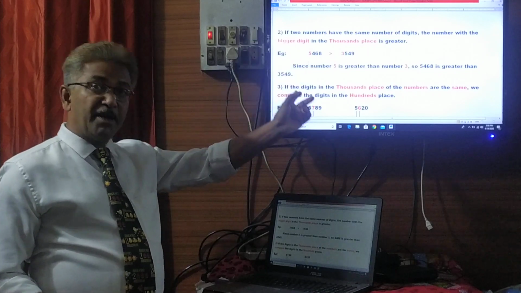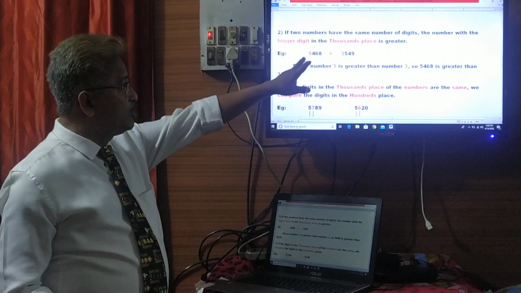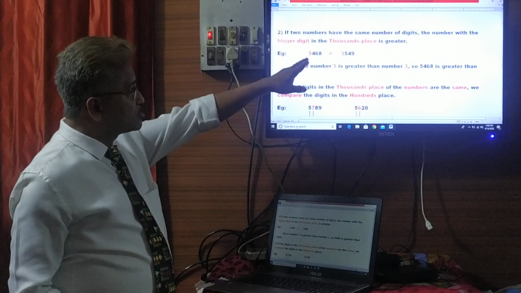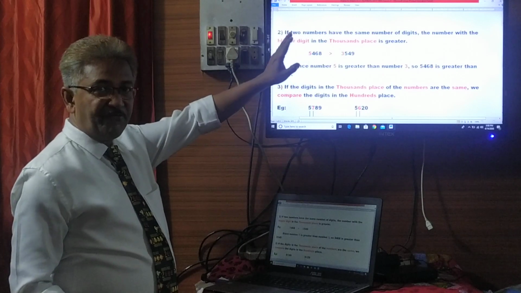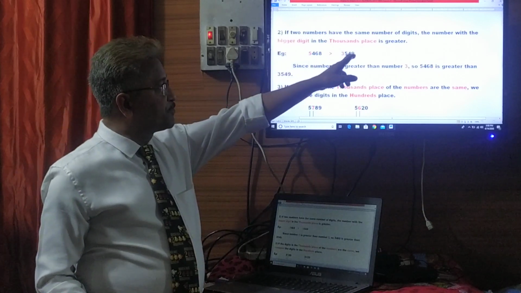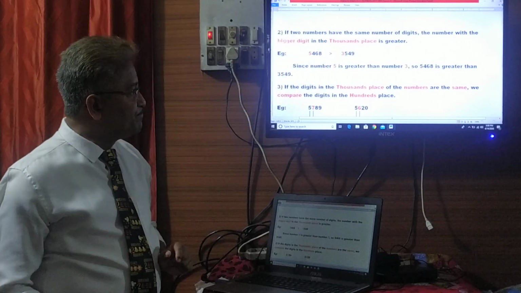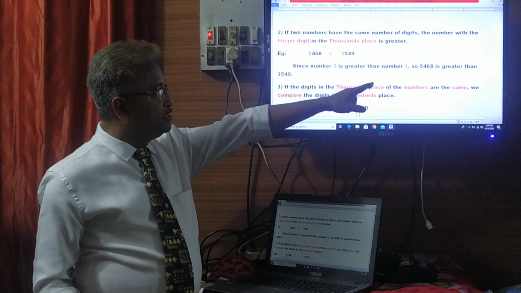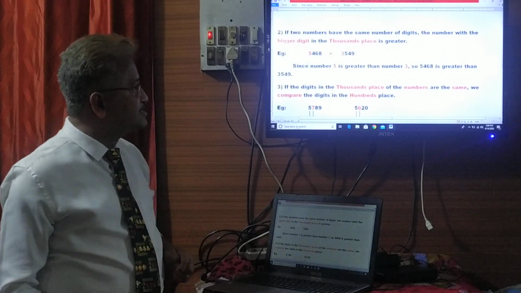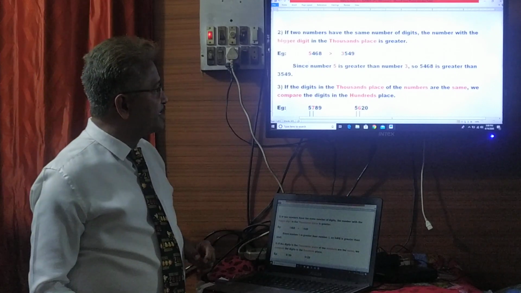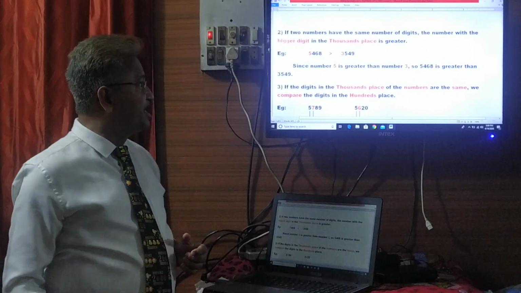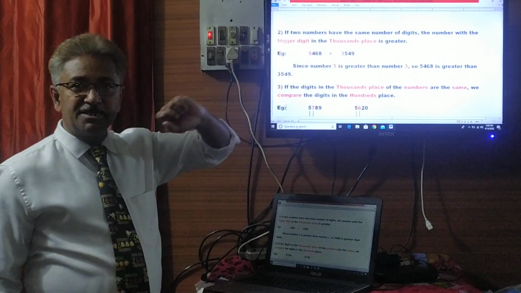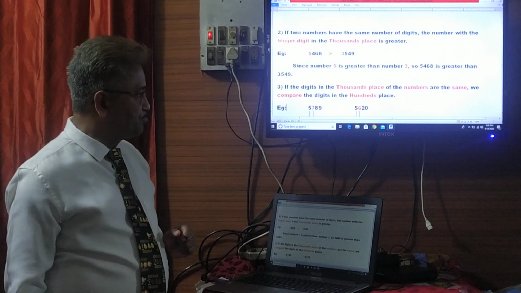Now when we are comparing which is greater, we look at the digit in the thousands place. In the thousands place of the first number, we have 5. In the thousands place of the second number, we have 3. Since the number 5 is greater than the number 3, so 5468 is greater than 3549. And therefore we put the greater than sign in the middle.